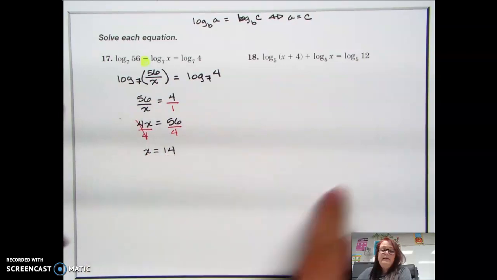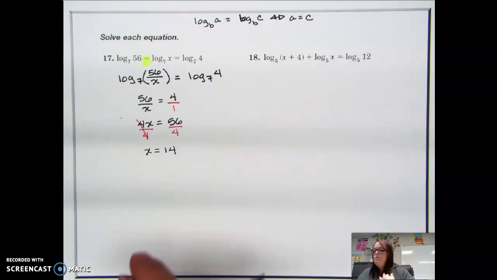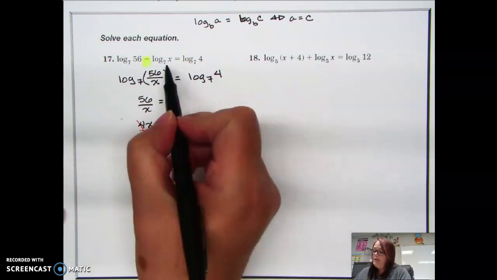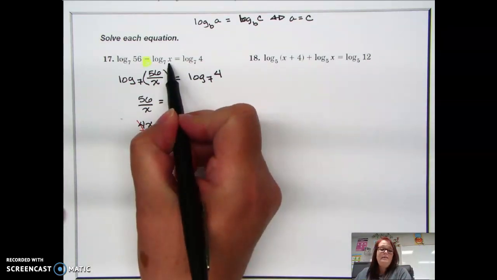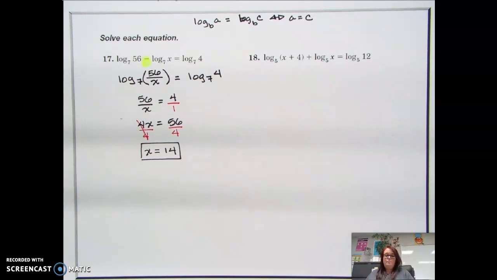Now, before I move on to my next question, I want to double check, is this answer part of my domain? Meaning I can't have a base that's negative and I can't take the log of a negative number either. So if I substitute this 14 back into my equation, I can take the log base 7 of 14. And so this is an okay answer. It is part of my domain. So take a moment with 18 to see how far you can get with that problem.